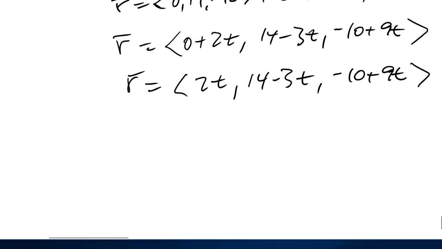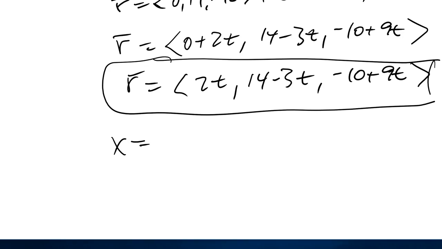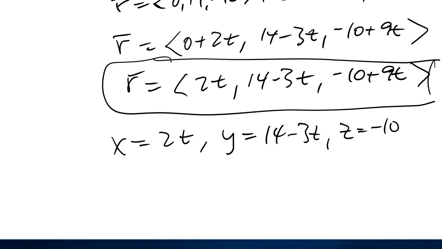And then the parametric equation, this is the vector equation here. The parametric equations, sorry, would be x equals 2t, y equals 14 minus 3t, and then z equals -10 plus 9t.